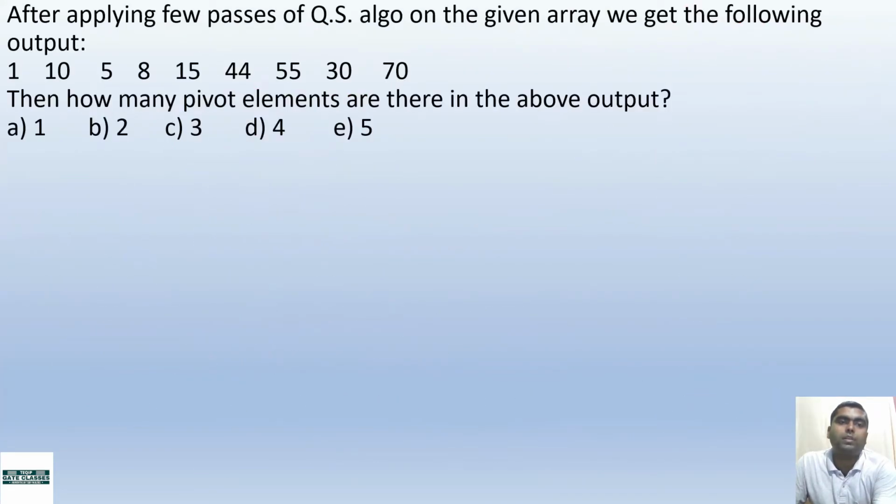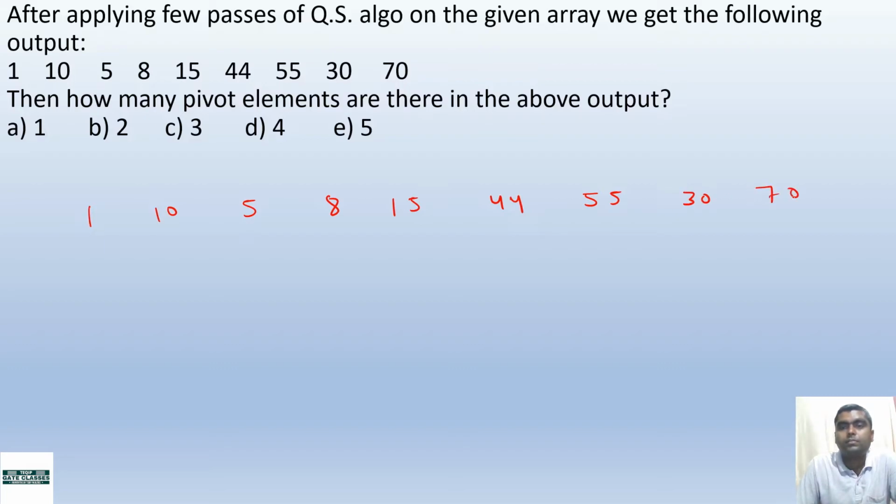Now let us solve some problems. The first question: after applying a few passes of the quicksort algorithm on the given array, we get the following output sequence. How many pivot elements are there in the output? Firstly write this carefully: 1, 10, 5 and 8, 15, 44, 55, 30, 70.